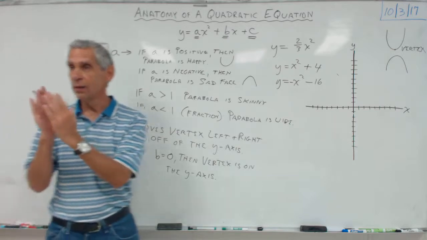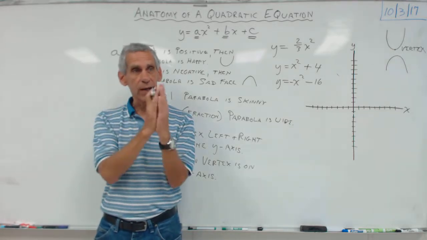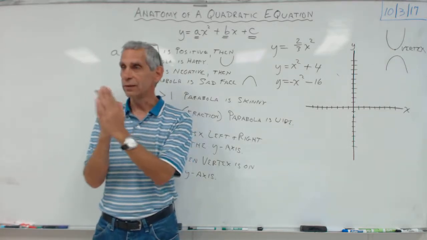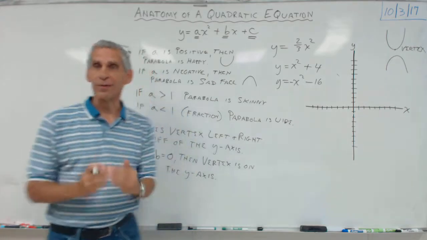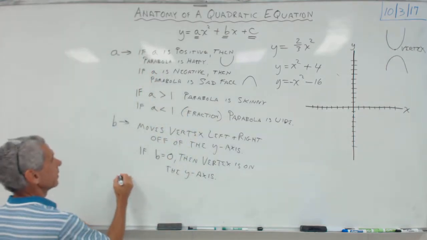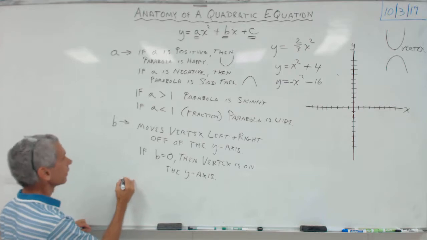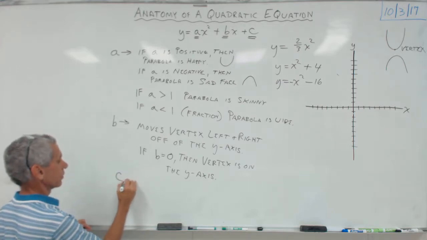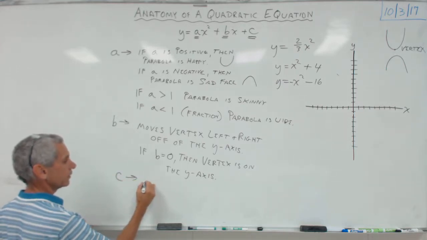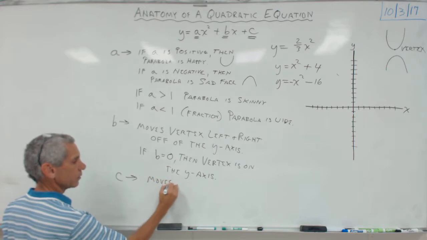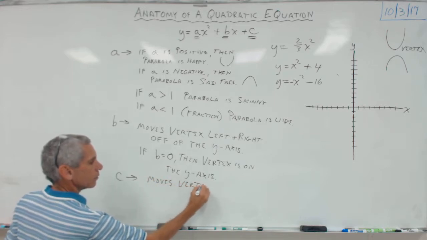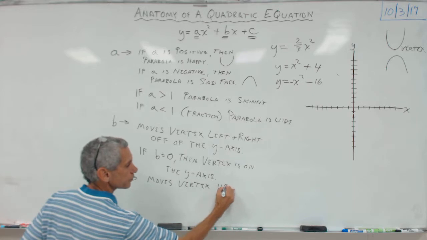If B moves the vertex left and right, what do you think C does? It moves it up and down. Exactly, right. So C, I hope this is still on the thing. I wrote a little crooked, didn't I? Okay, C moves the vertex up and down.